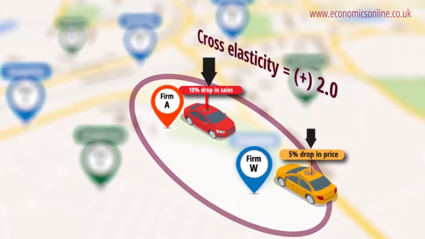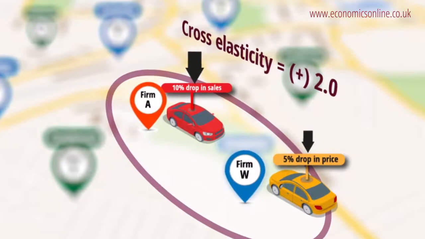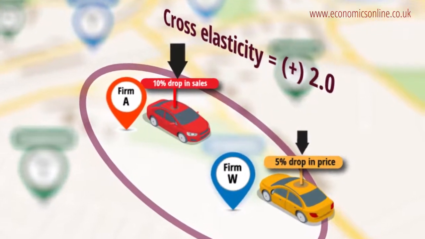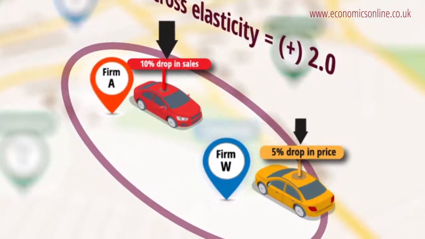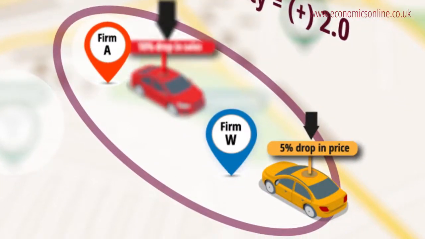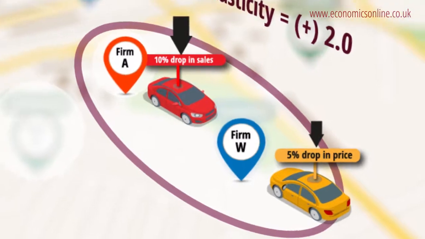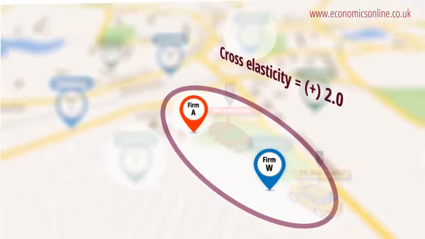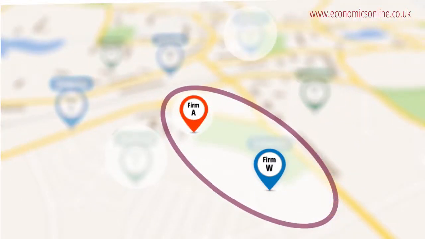For example, assuming the XED for two substitute motor cars is plus 2.0, a reduction in the price of one by 5% will lead to a 10% reduction in demand for the other. In markets with few competitors, cross-elasticity between rivals is likely to be very high.